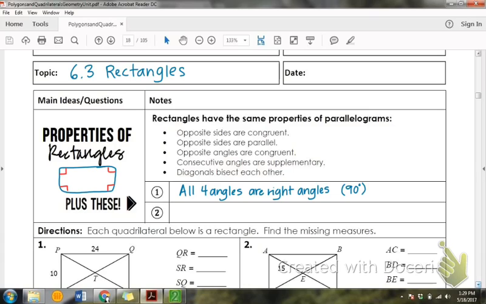Okay, the second thing that a rectangle has that a parallelogram does not is that the diagonals are exactly the same. The diagonals are congruent. They are the same length, and that was not true in a parallelogram, right? One was shorter than the other. But in a rectangle, the diagonals are congruent. And if you draw an example, they look like they're stretching the same amount of space, right? They look to be the same size because they are.